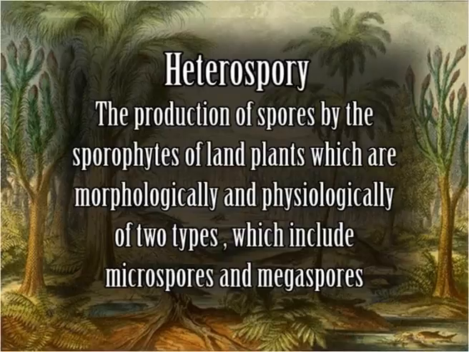Heterospory, as the name suggests, is the production of spores by the sporophytes of land plants which are morphologically and physiologically of two types, which include microspores and megaspores. Heterospory evolved from homospory independently in several plant groups in the Devonian period as part of the process of evolution at the time of sex differentiation.